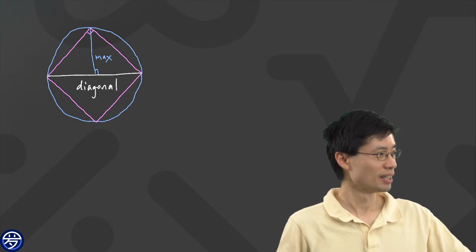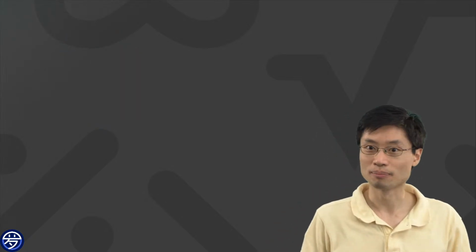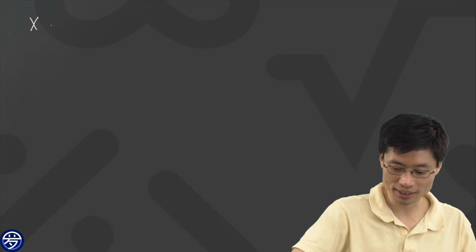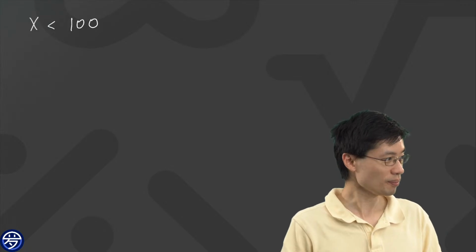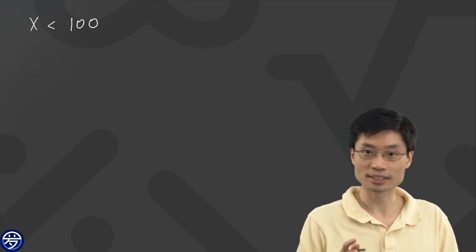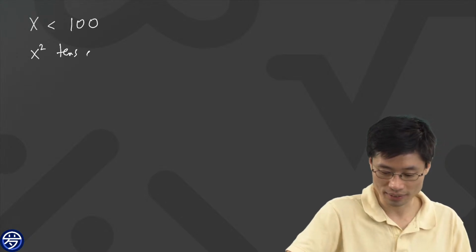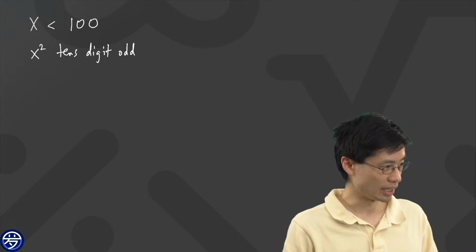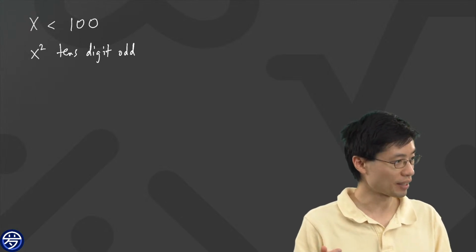Oh, okay. I wonder if this one is reasonable. We'll find out soon. This problem is from Mithun Goswami, and Mithun Goswami says, let x be a number less than 100. So x is a number less than 100. What do you want me to do with x? Oh, the square of x has its tens digit odd. X squared, tens digit, is odd. Okay, and the question is, what is the units digit of the square of x?